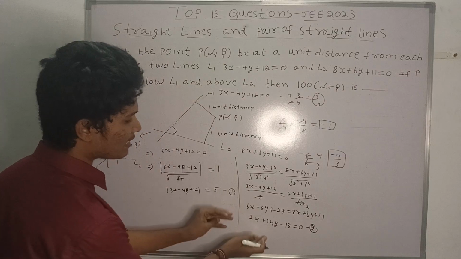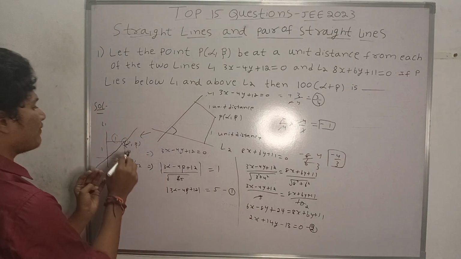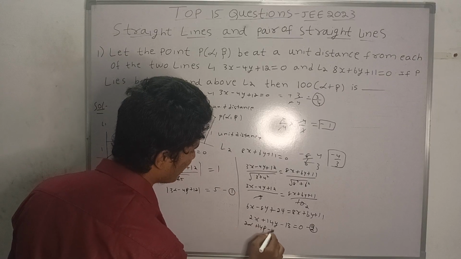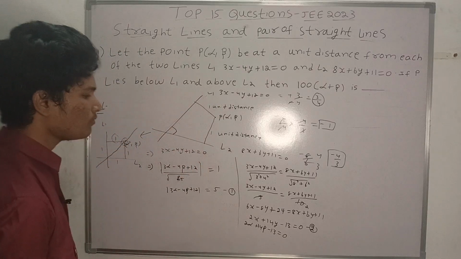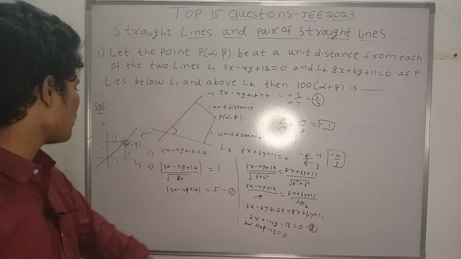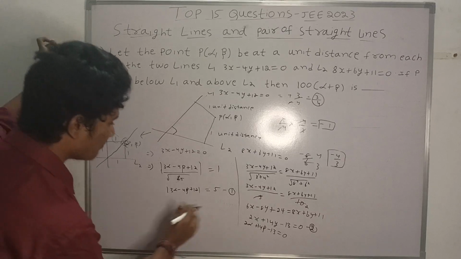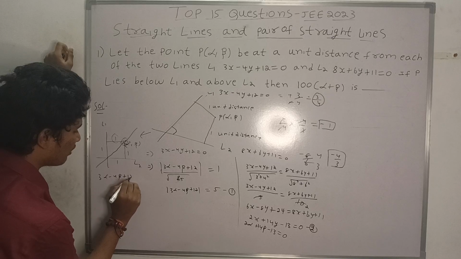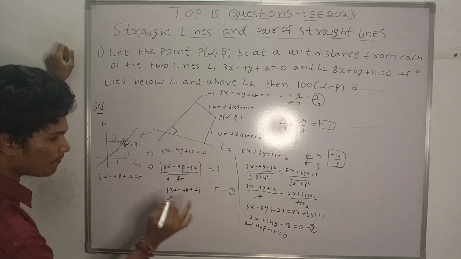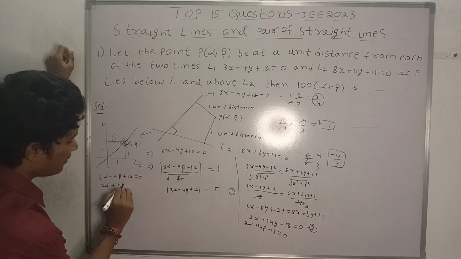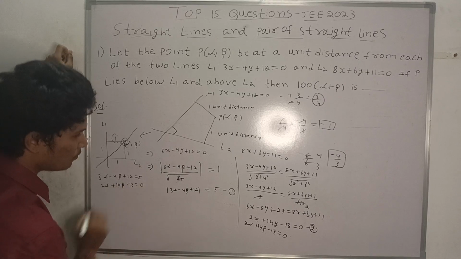And this is the angular bisector equation. I already said it will contain the point alpha beta, so I am substituting alpha beta here, that is 2 alpha plus 14 beta minus 13 equal to 0. So the final equation is 2 alpha plus 14 beta minus 13 equal to 0. And from the other equation, 3 alpha minus 4 beta plus 12 equal to 5, this is another equation. So we solve these two equations.